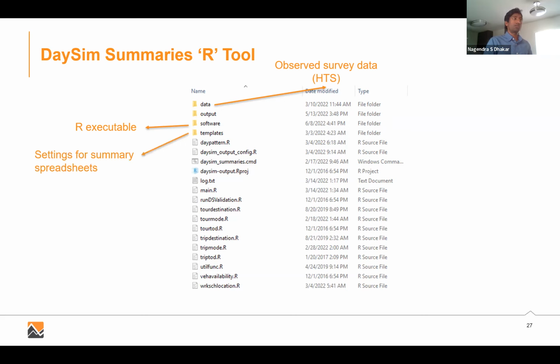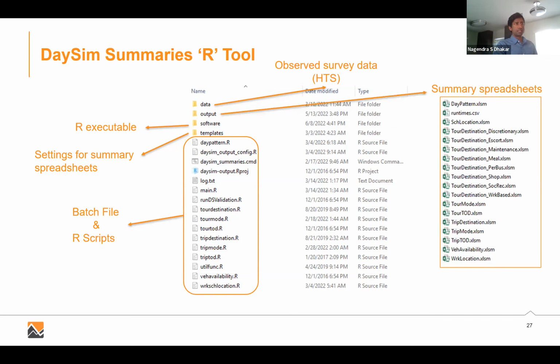And then there is also a folder where we have templates to generate spreadsheet summaries. Those templates define at what sheet in the spreadsheet you need to put the outputs, and at what cell, what kind of summaries need to be put. All that is defined in this templates folder. And then you have a bunch of R scripts to generate summaries by different model components. And there is also one main batch file that kicks off this DaySim R summaries tool.